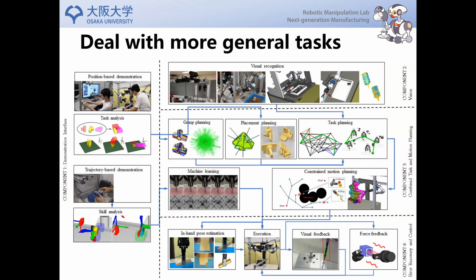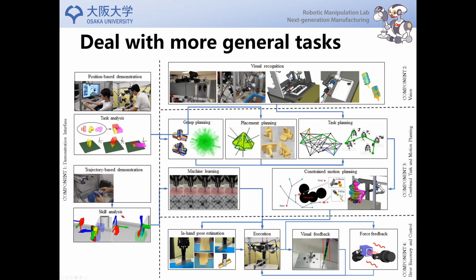We developed a system made of 4 components. Here's an overview of those 4 components. On the left side is a demonstration system. We call it a demonstration instead of teaching because we are demonstrating the task in front of the interface. And then in the top right corner is the vision component, which recognizes the objects.